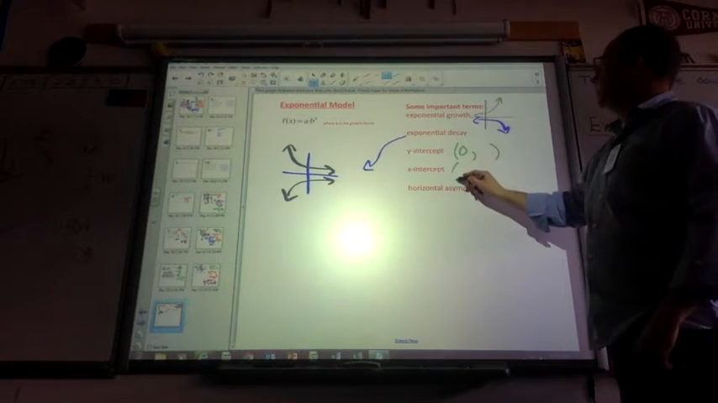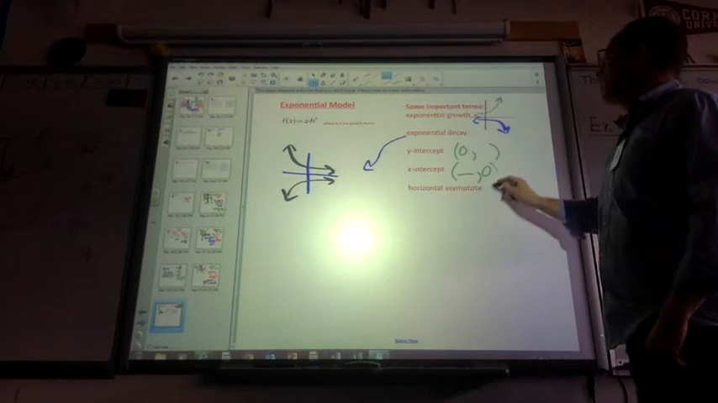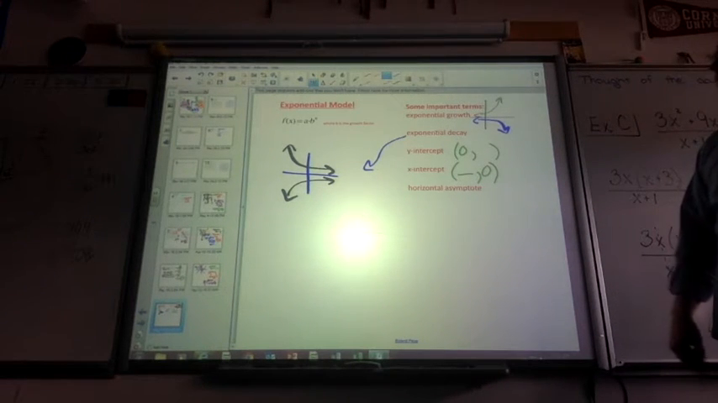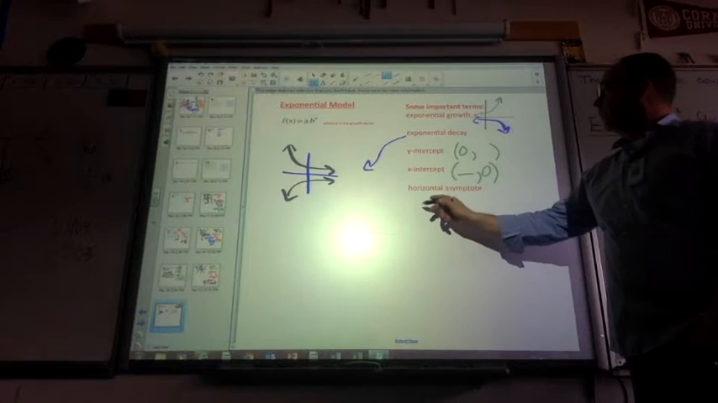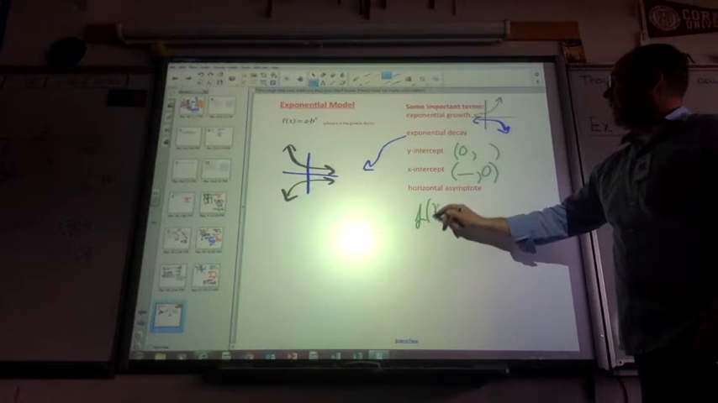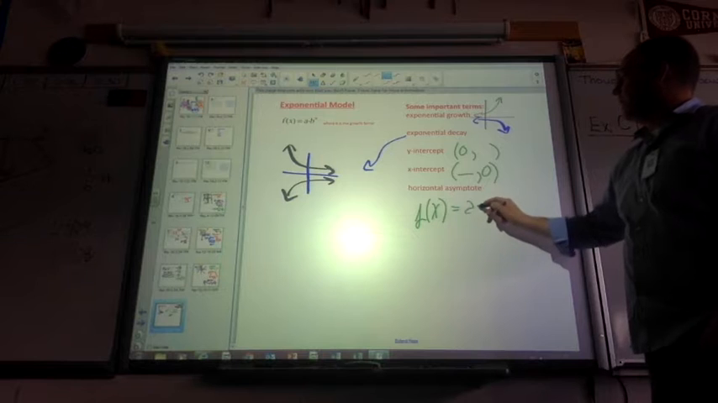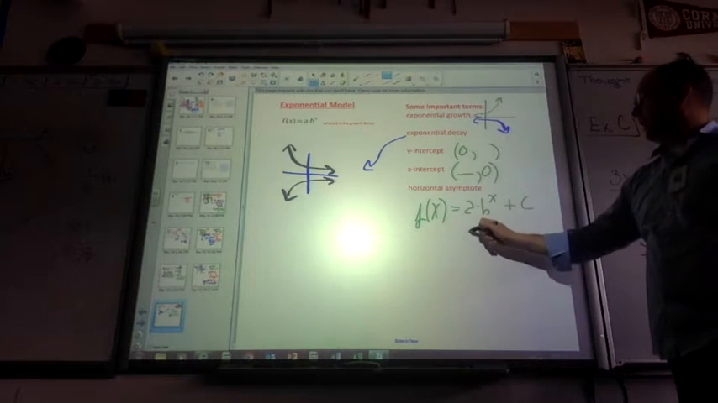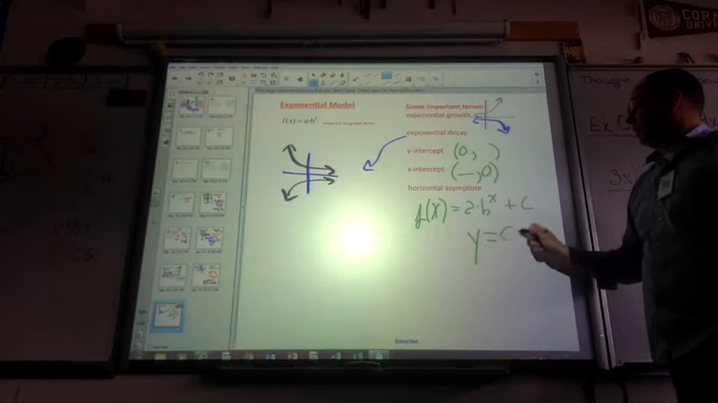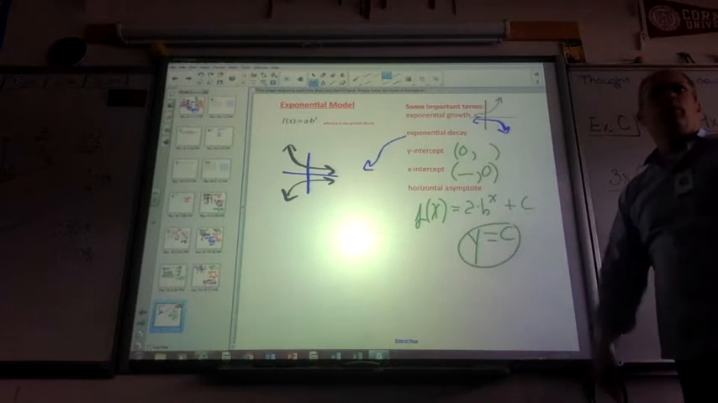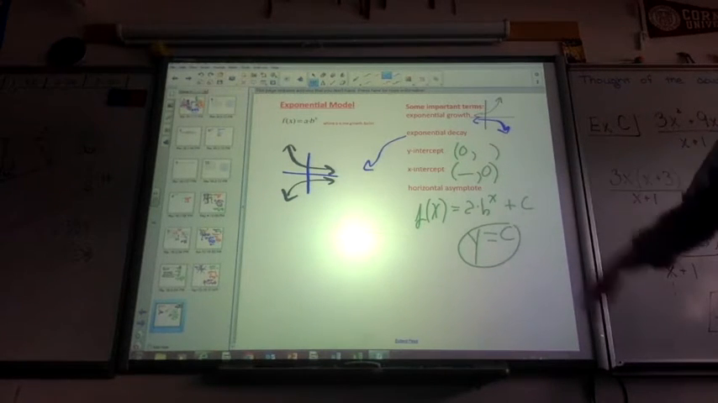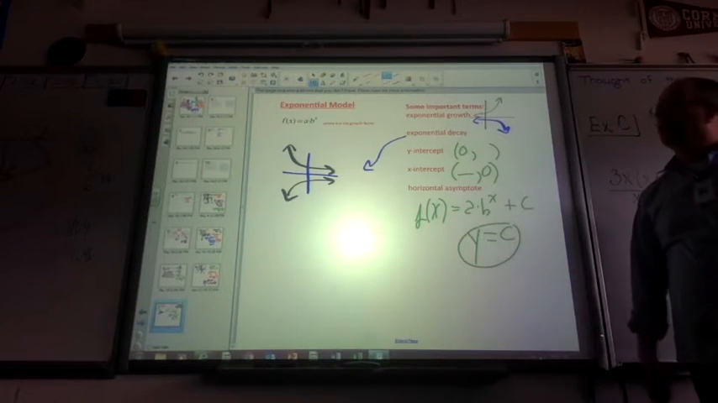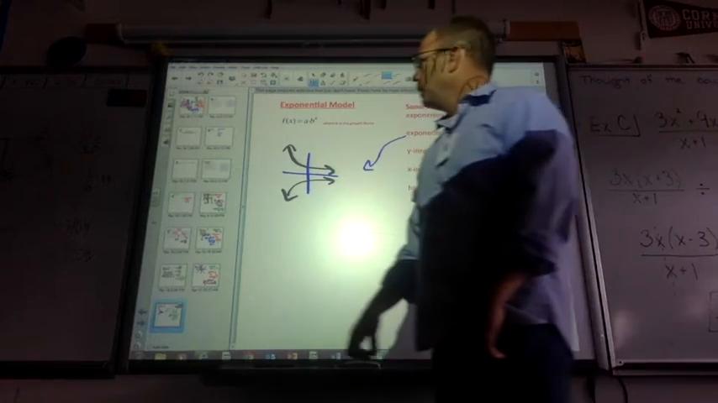The x-intercept is going to be blank, comma, 0, where I plug 0 in for the y, and then I have to go and solve it. The horizontal asymptote: if I had this as my equation, a times b raised to the x plus c, my horizontal asymptote will be y equals c. Remember, y equals a number is a horizontal line. If that was a minus c, then there'd be a minus c down here. Are we good?